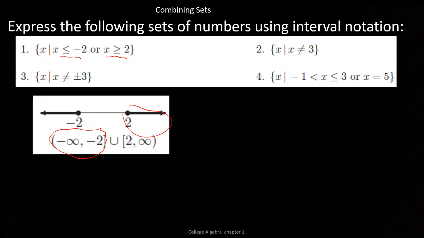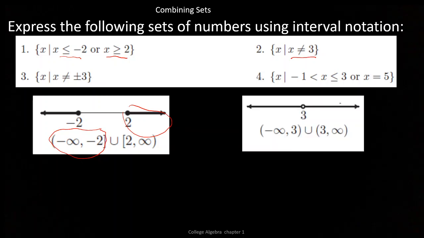Now number 2 says x could be any number except for 3. So that means we can highlight the whole number line except for 3. And so with interval notation, we're going to have to use 2 intervals again. So we'll be from negative infinity to 3, union from 3 to infinity.